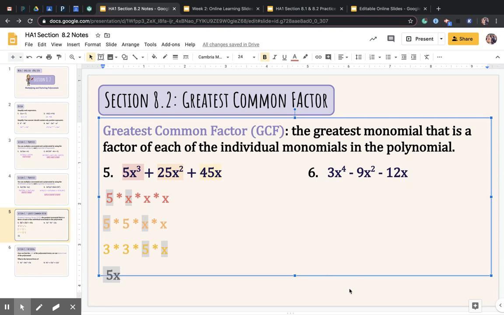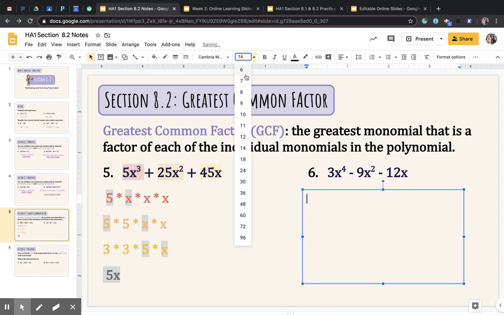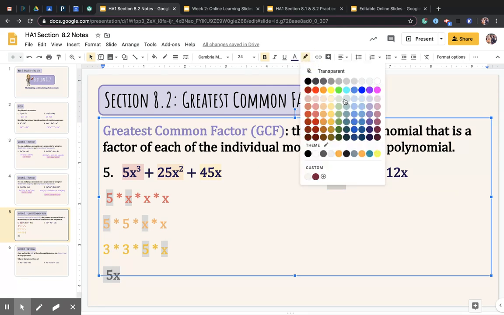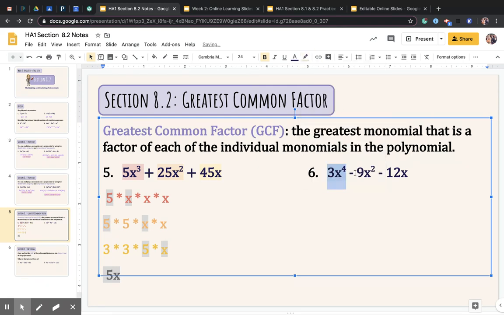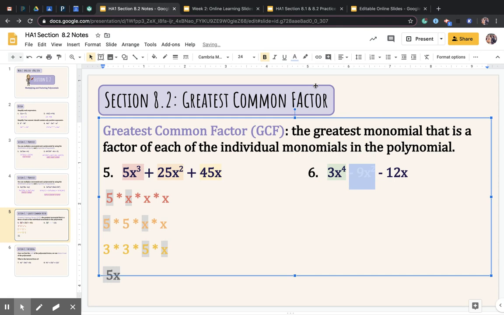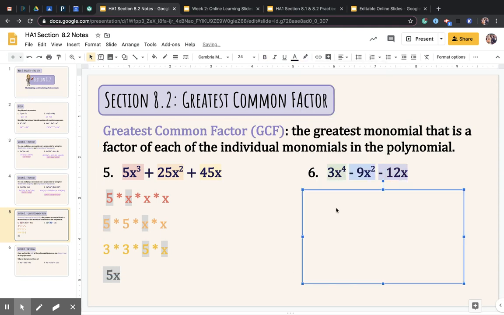So let's try doing this again, but now for number 6, I'm going to add a text box. So we have 3x to the 4th. I'll highlight that in green. I have negative 9x squared. That's really important, that negative sign. That'll be in blue. And then negative 12x. Do that in purple.